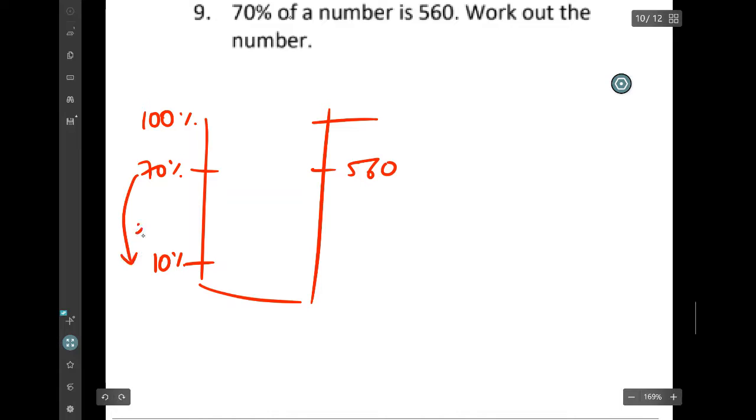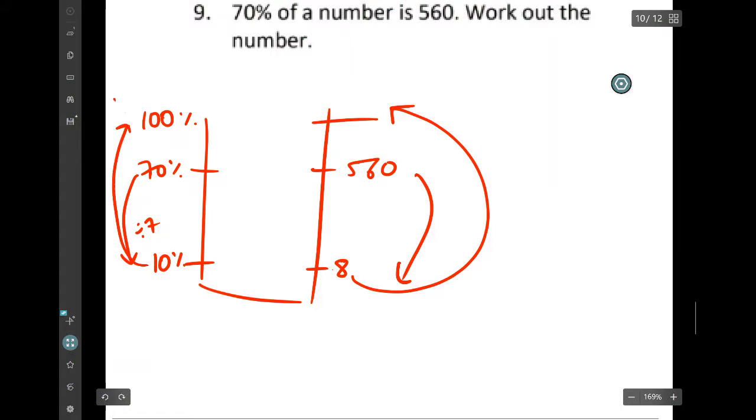So how can we get to 10%? Well, I divide by 7. I'm going to do the same thing here. 56 divided by 7, that's going to give me 8. And then I want to work out 100%. So I'm going to multiply by 10, since 10 times 10 is 100. 8 times 10 will give me 80.